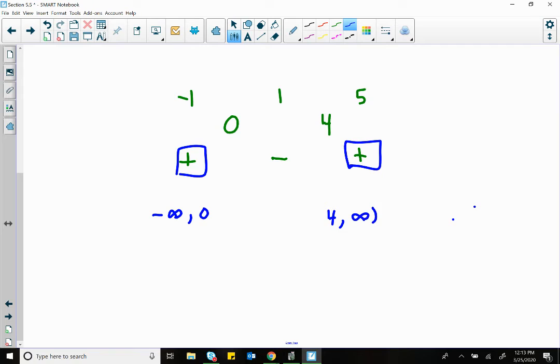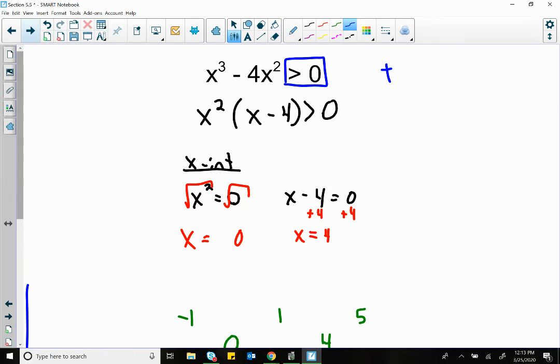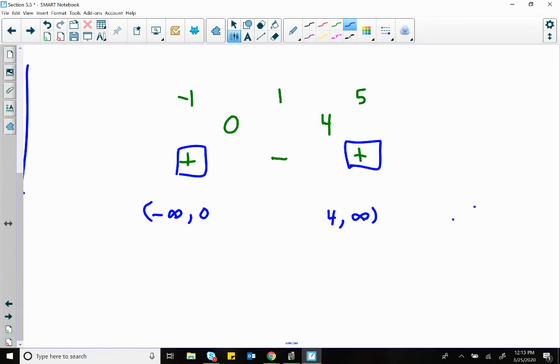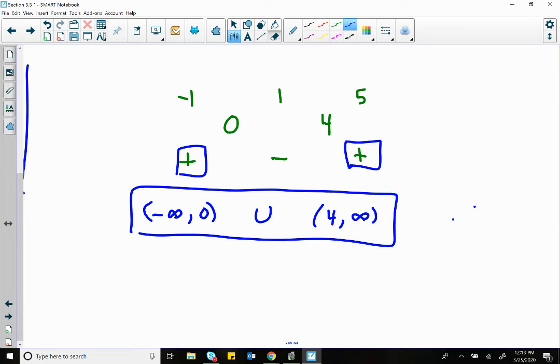Okay, well, we know infinities are parentheses, but the question is, are these supposed to be brackets or parentheses? Well, we go up and we look at our sign. Our sign is greater than, so greater than symbol, because we're not equal to, are always parentheses. And put a union between that, and that is the answer. Okay? Any questions about what we have there? All right.